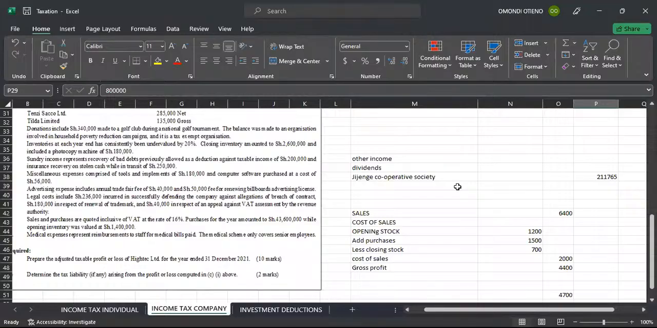So if it was Uganda, Ethiopia, still it is tax exempt. It is exempted from tax. So this is what I was saying.